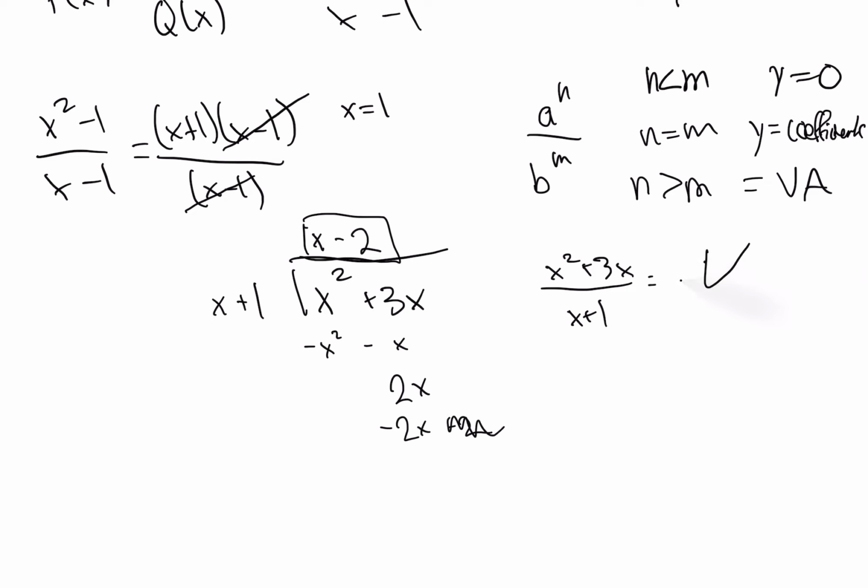X minus 2 would be the slant asymptote, and the function would not be able to cross it. But if the difference in the degree was greater than 1, if n is equal to m plus 2, or n is equal to m plus c, where c is any number greater than 1, then this would be an oblique asymptote.